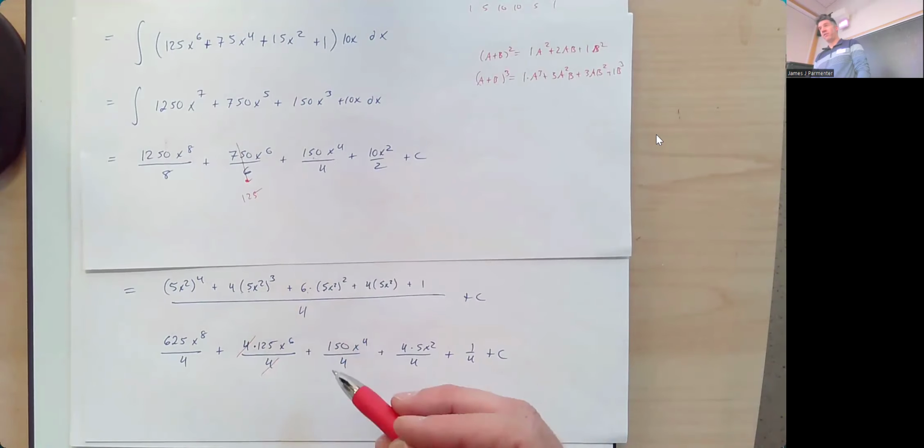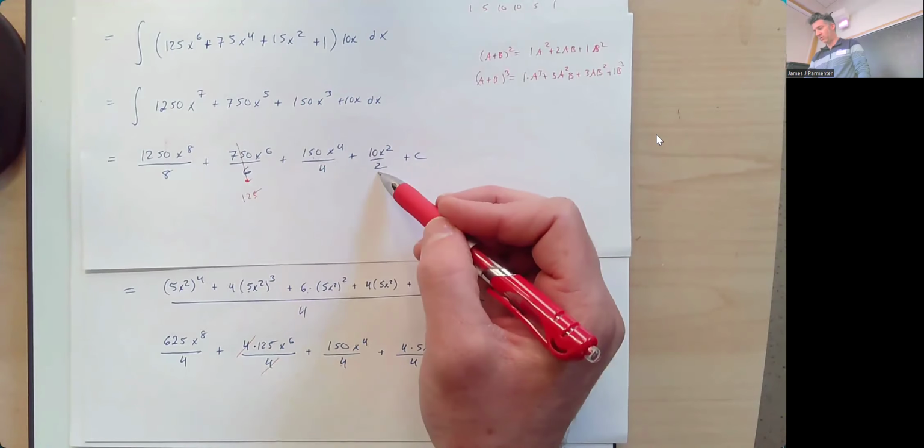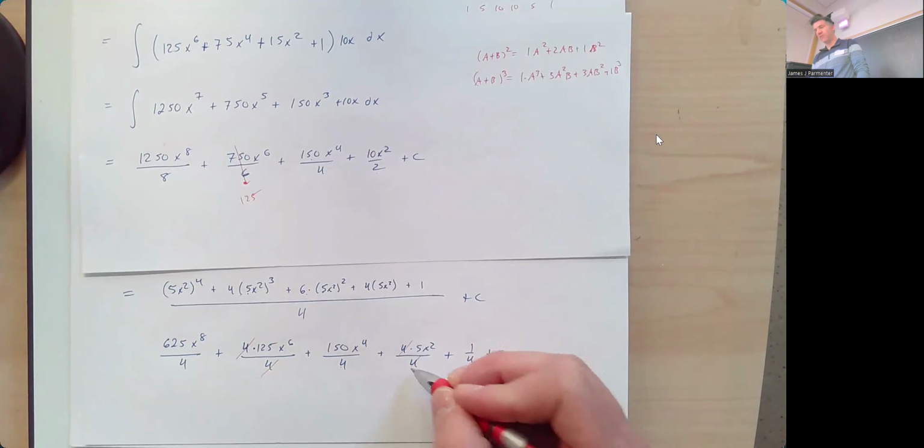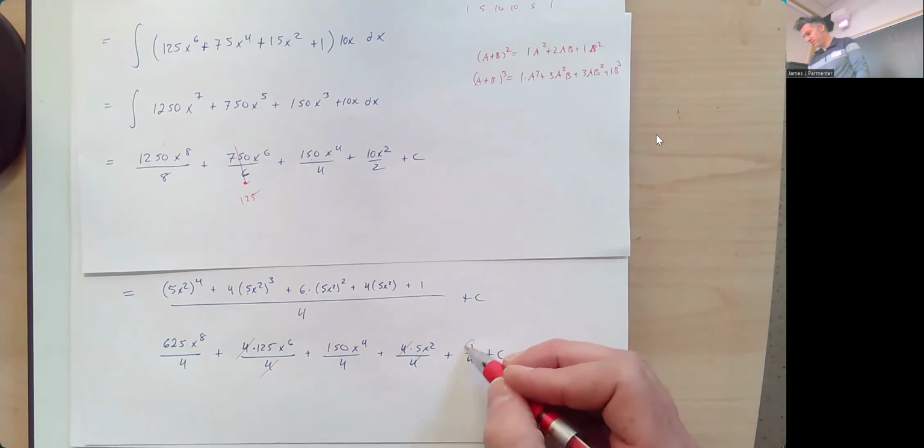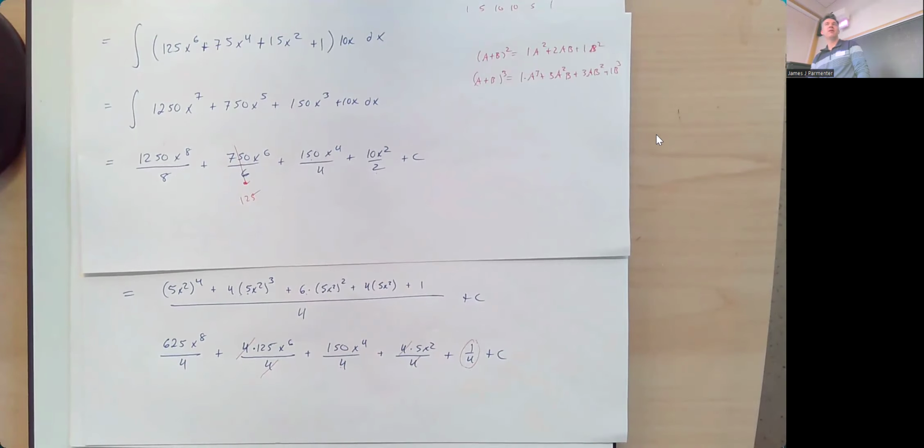150 divided by 4 is 150 divided by 4. 10 divided by 2 is 5. That's 5. Uh-oh. Oh no.